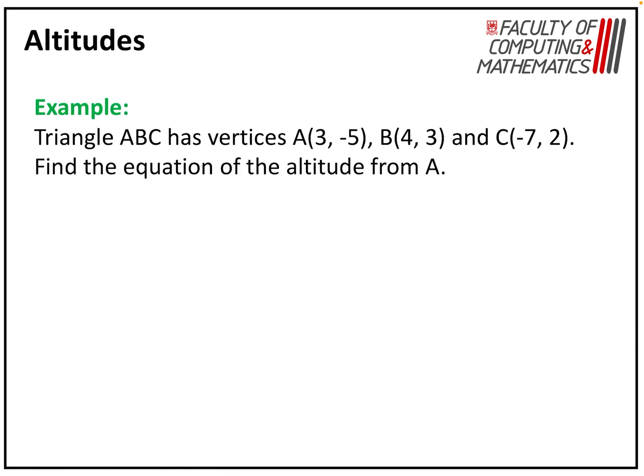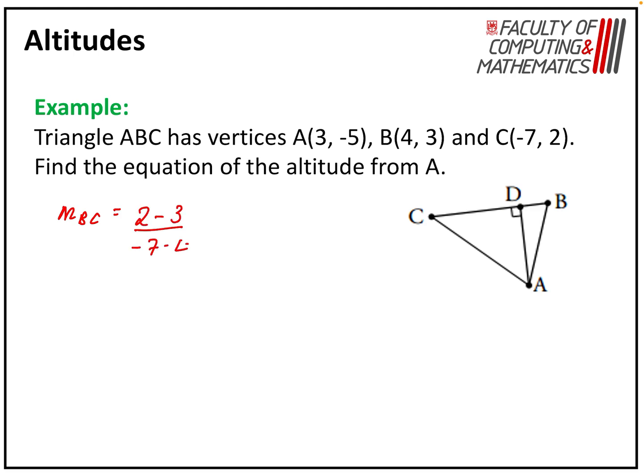Right, so let's find the altitude from A. Let me give you a diagram. Okay, so what I'm going to do is I'm going to find the gradient of BC. So I've got 2 minus 3 over minus 7 minus 4. So I end up with negative 1 over minus 11, which will give me 1 over 11. Okay, so my perpendicular gradient, so my gradient of AD is equal to negative 11, since m of BC times m of AD is equal to minus 1.